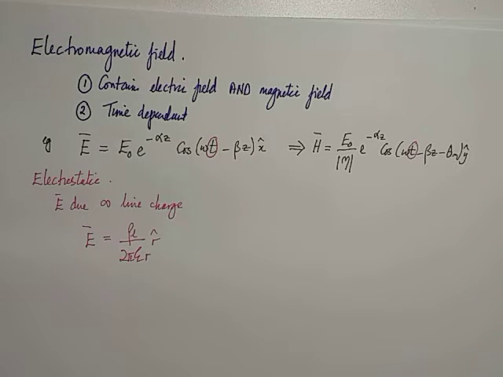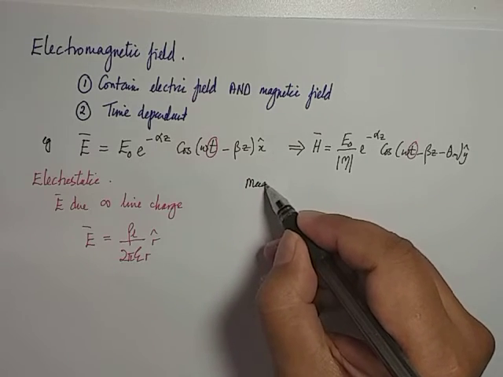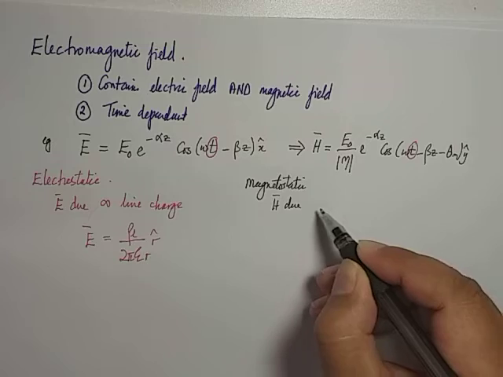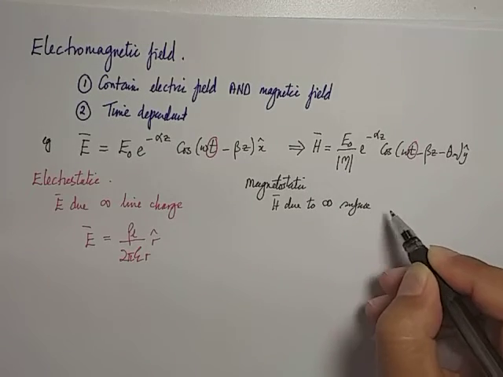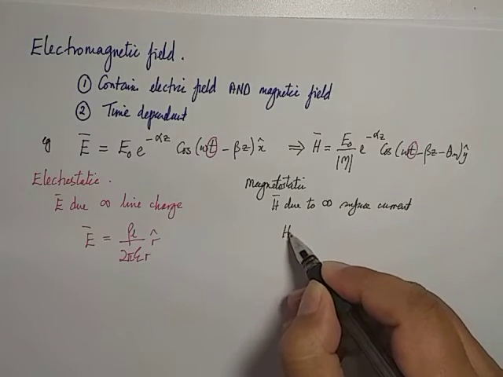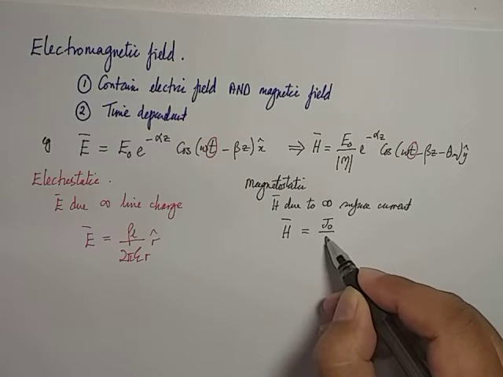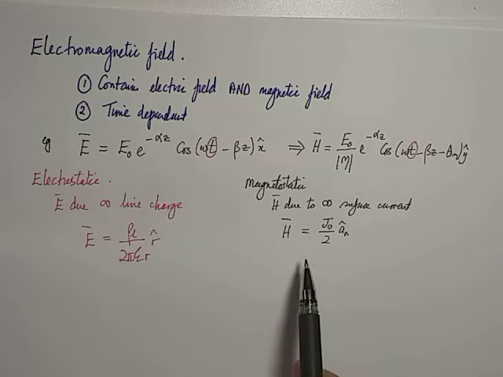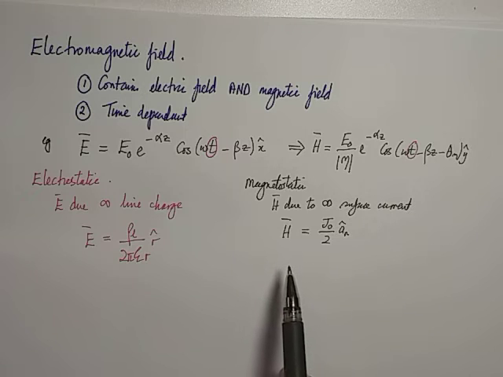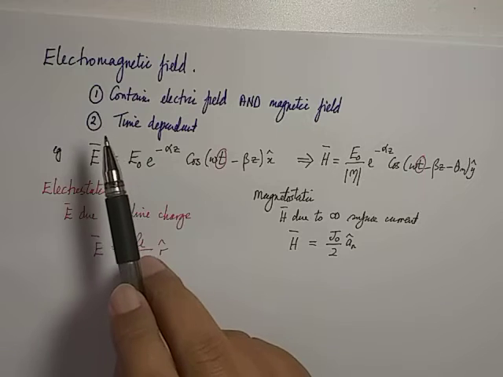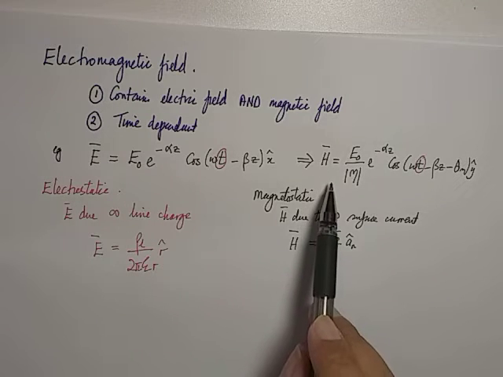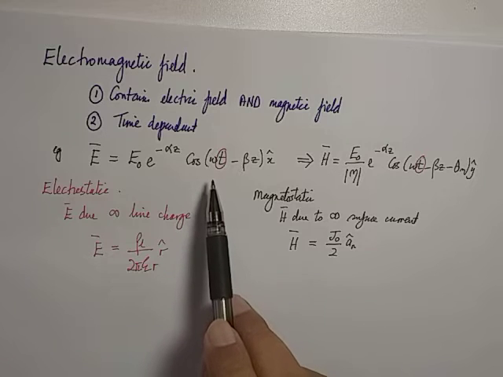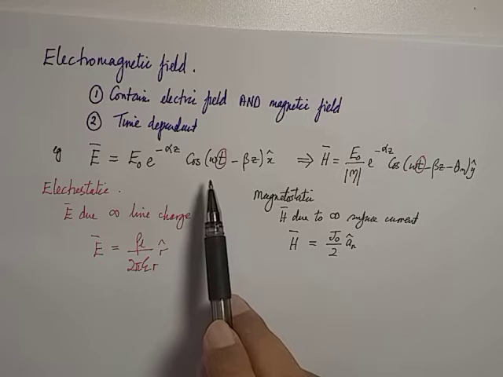Similarly, we refer to magnetostatic. Let's say we refer back to our solution, H due to an infinite surface current. The H field that we obtained before is equal to J naught over 2, normal to the surface current. And still, in this particular solution, we have not seen any time parameter involved. Therefore, in electromagnetic field, first, E and H exist simultaneously, and second, we need to consider time in our analysis. That's why it makes it a bit complicated.